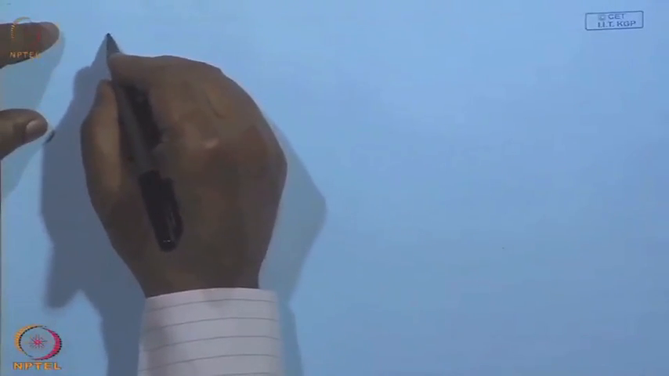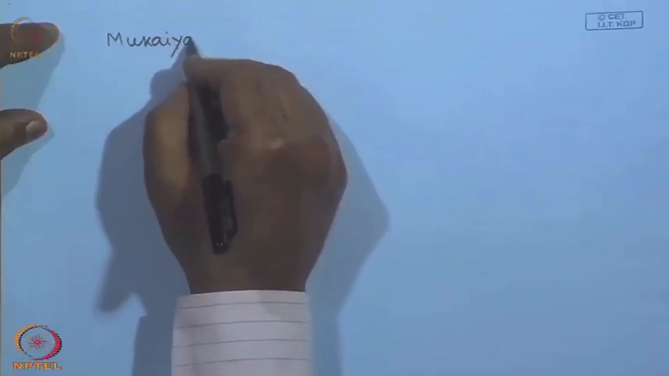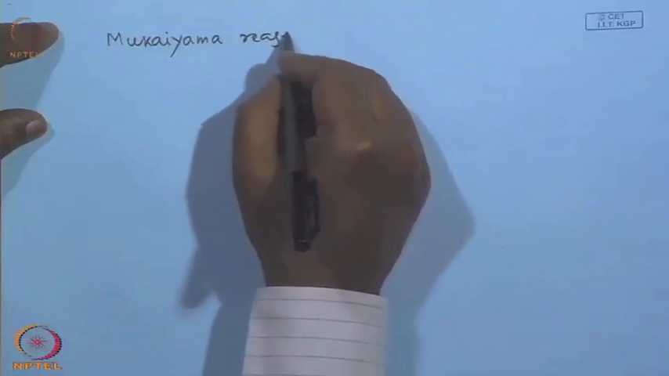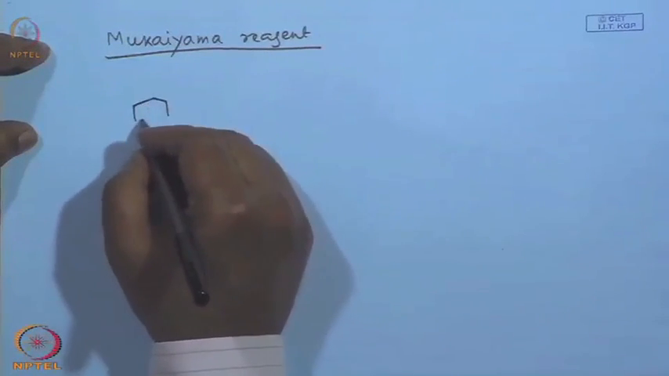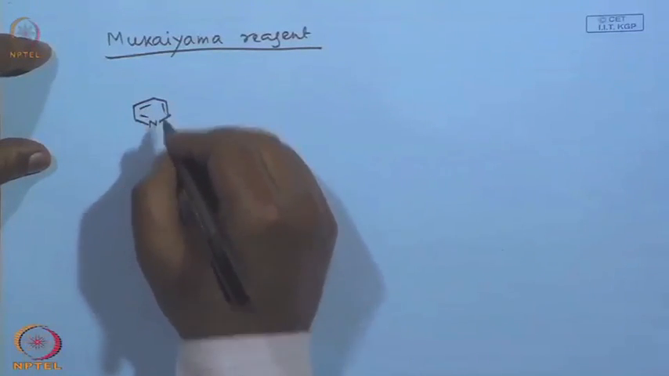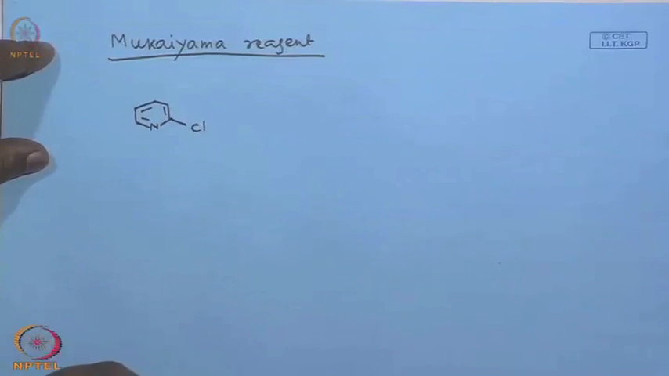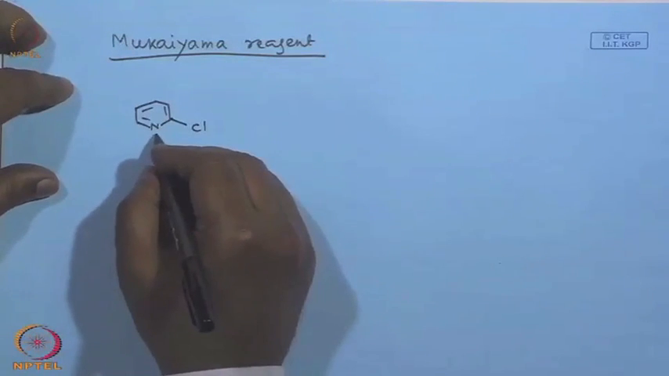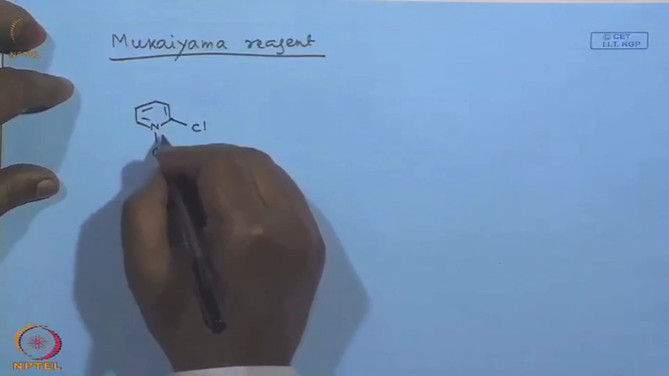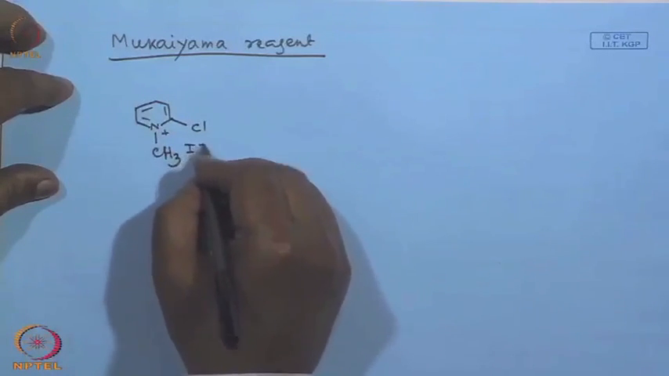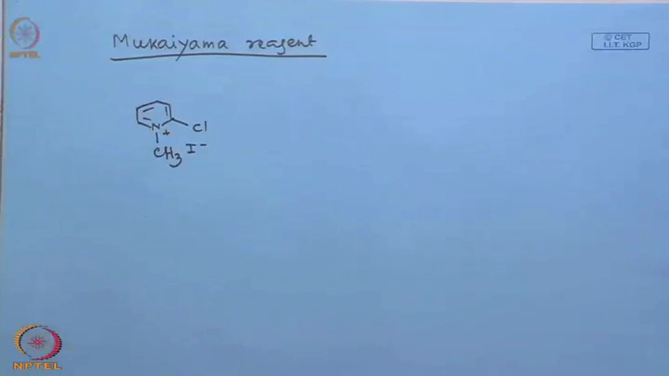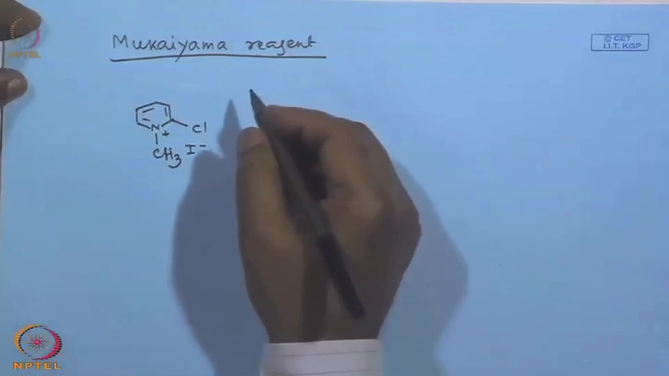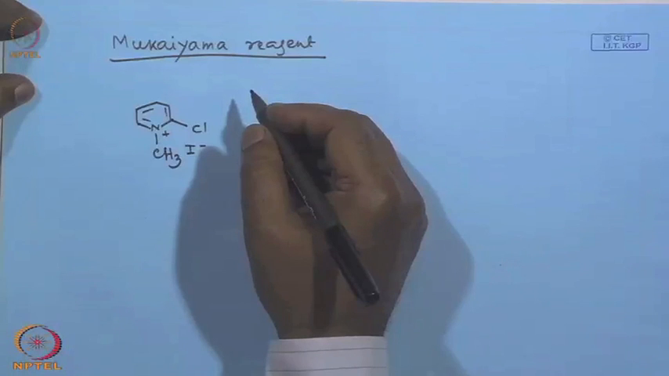last example today is the Mukaiyama reagent. I told you, right? What is it? Again, it's a heterocyclic molecule, and the structure would be like this. 2-chloro. That means it's just like an acid chloride, and it's a quaternary salt, and the counter ion is this one. So, 2-chloro-1-methylpyridinium iodide. What is the use? Methylation probably, yes.